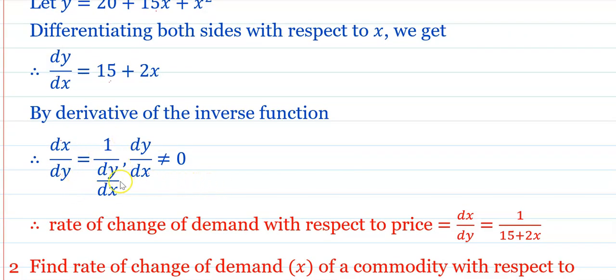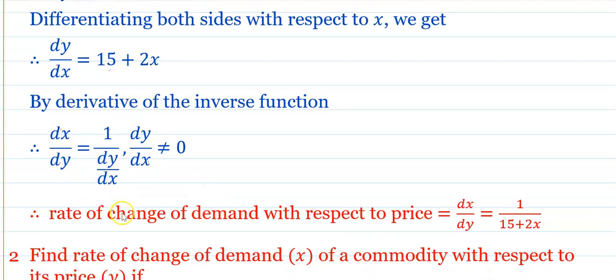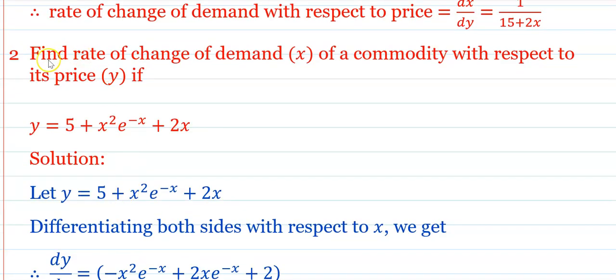Then dx upon dy is equals to 1 upon dy by dx. Now the next example. Find the rate of change of demand x of commodity with respect to its price if y is equals to 5 plus x square into e raised to minus x plus 2x. Okay, again y is equals to.